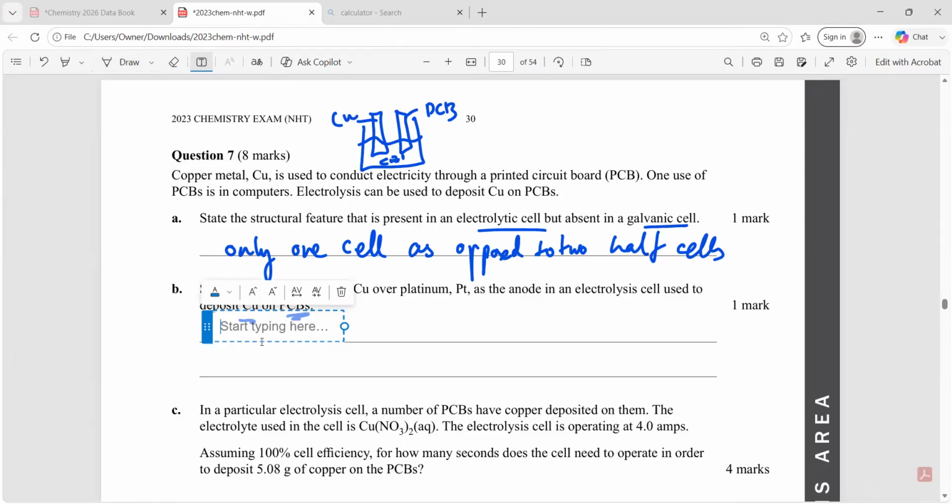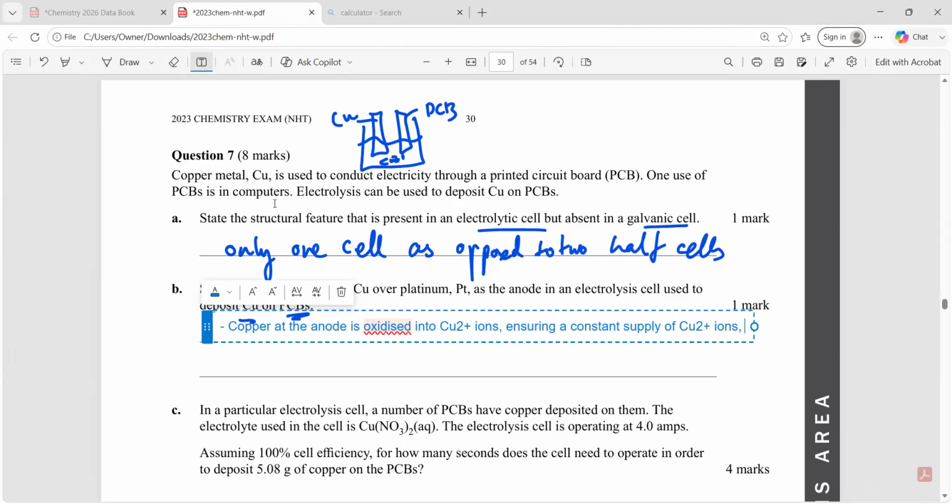So copper at the anode is oxidized into Cu2 plus ions, ensuring a constant supply of copper 2 plus ions, and thus facilitating a good electroplating process or something like that. A non-interrupted, efficient electroplating process.